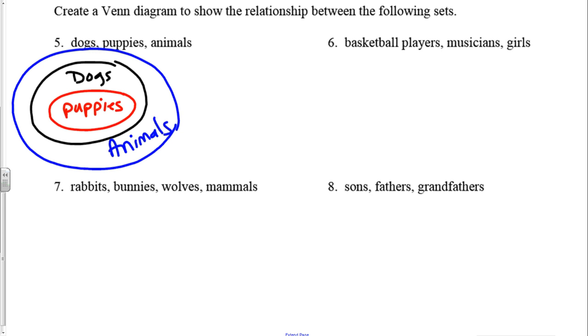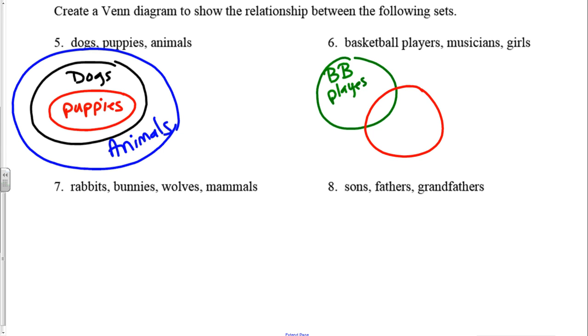Are there some basketball players that are girls? And I would say yes. We have some basketball players, and I would say some of them are girls. So you can see that those two circles have overlapped. I have a region where there are basketball players that are girls, and I have a region of basketball players that are not girls. So where does musicians fit in?